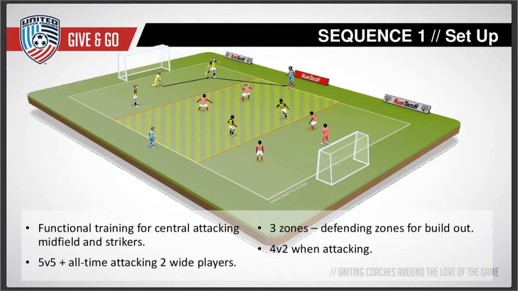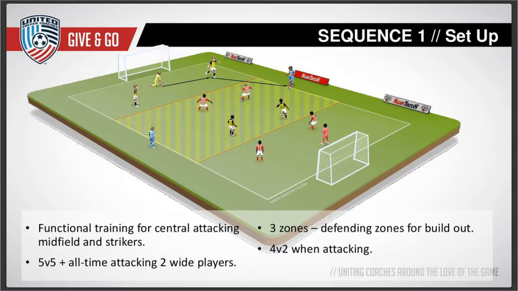In this first sequence, let me explain what we are looking at here. First of all, we have a goal at each end and a goalkeeper for each team. The players in yellow are going in this direction. The players in red are going in the opposite direction. On the outside, we have two all-time offensive players that can move up and down the sidelines unimpeded, but they must stay on the outside of the field, and they play for the team in possession.